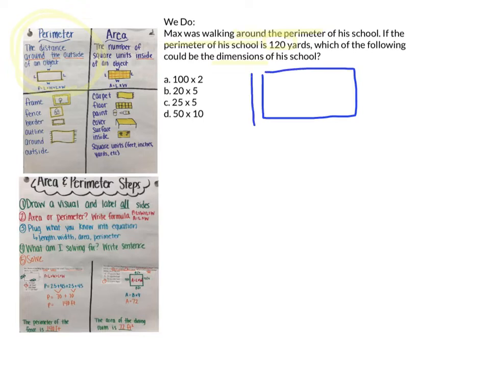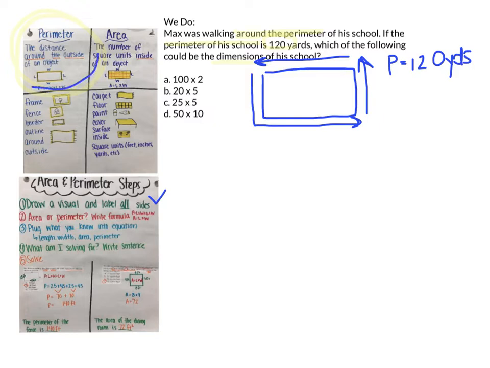So here Max is, and he's walking all around the outside of his school. So we know the distance around the school is 120 yards. So off to this side, I'm going to write perimeter equals 120 yards. So going back to our anchor chart, step 1, draw a visual. Step 2 asks area or perimeter. So we've already determined that this is going to be a perimeter problem.